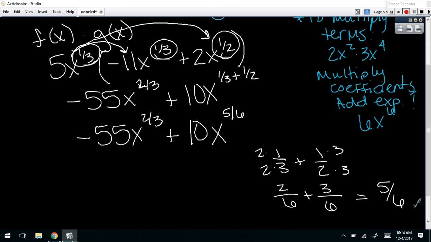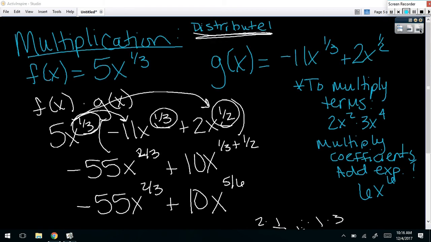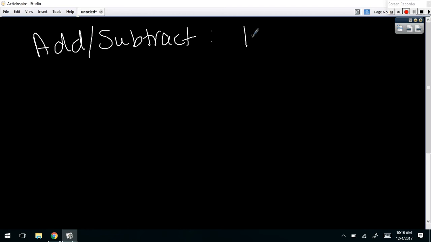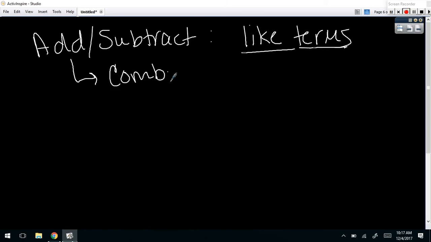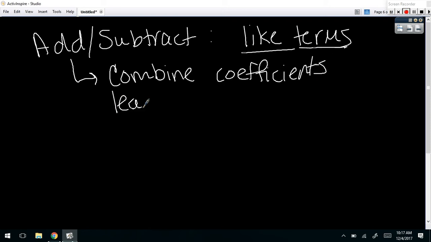This is where you'll start to get confused. If you are adding or subtracting, remember they must be like terms, which is same base, same exponent. And when that's the case, you combine the coefficients and you leave the variable and exponent.